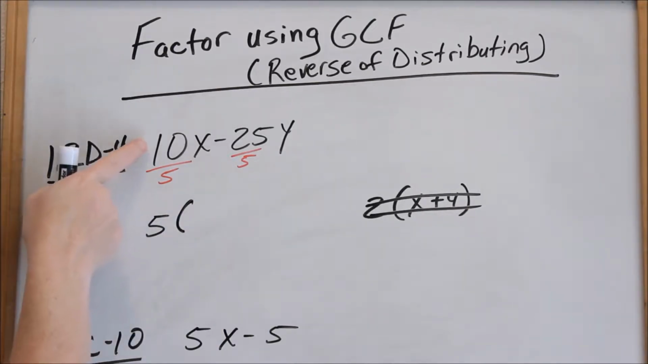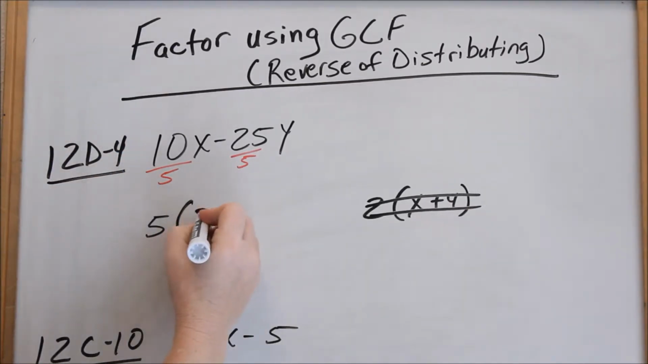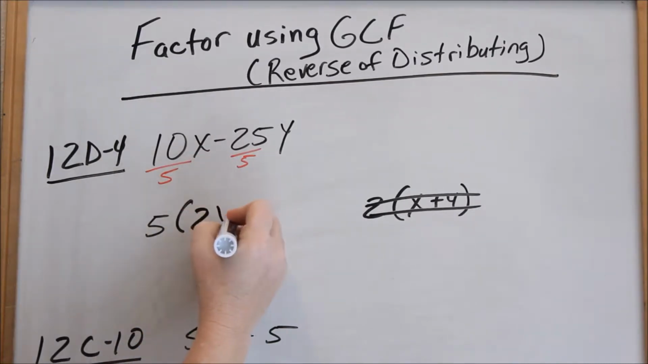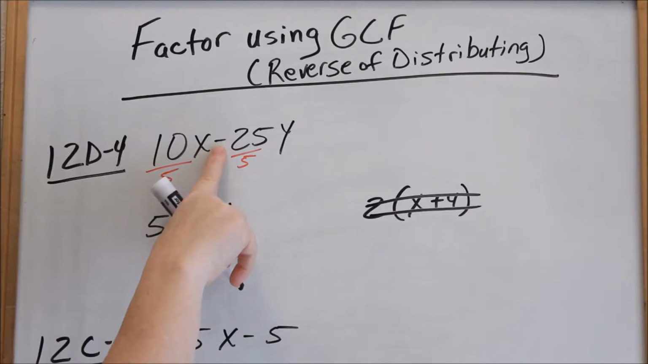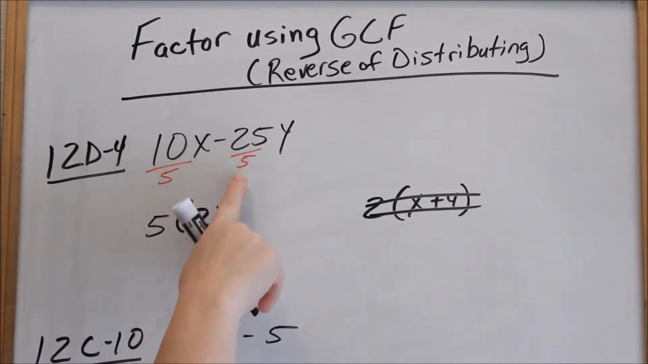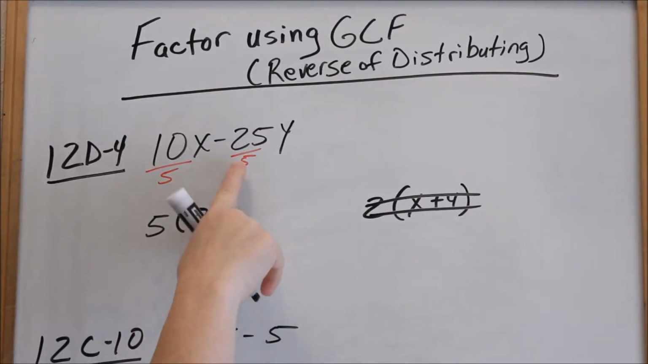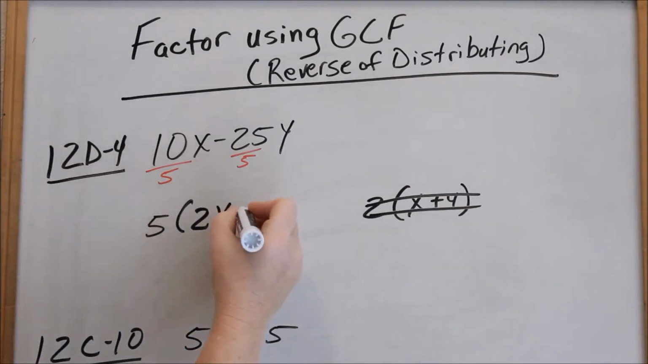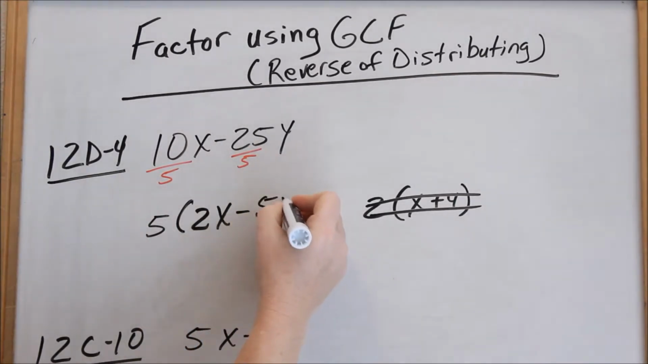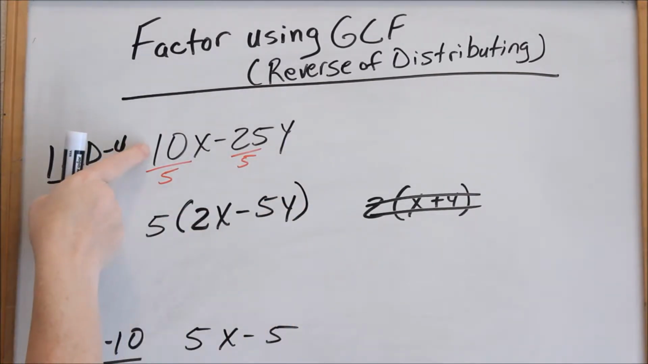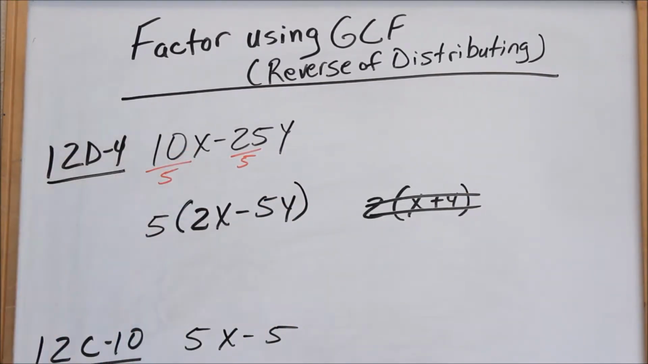So up here, 10 divided by 5 is 2, and you still have the x. Nothing happened to the x. Now, view this as a negative 25. A negative 25 divided by a positive 5. A negative divided by a positive is a negative. And 25 divided by 5 is 5, and then you still have the y. Here, I'm just dividing the numbers, and I still have the letter.